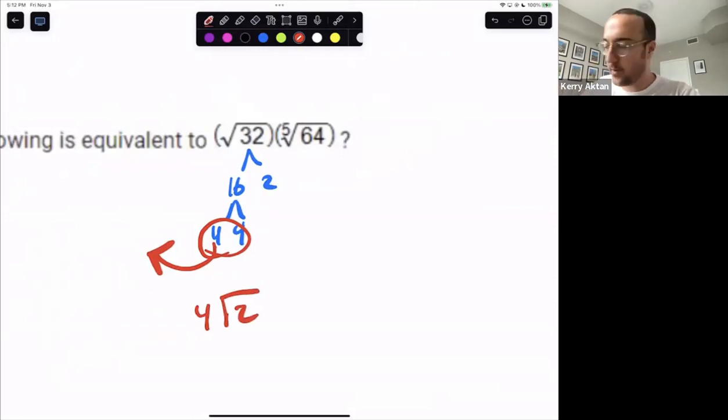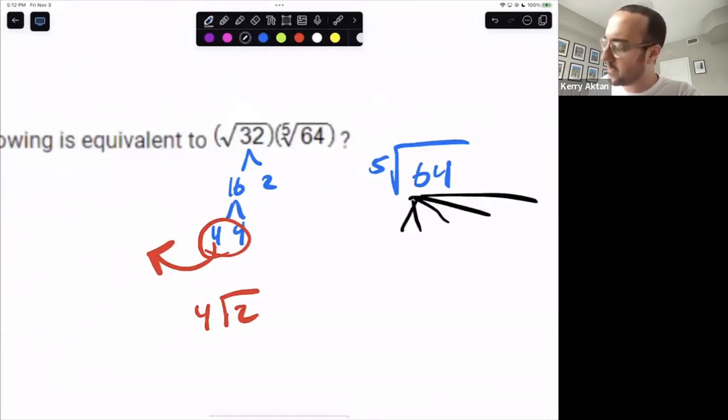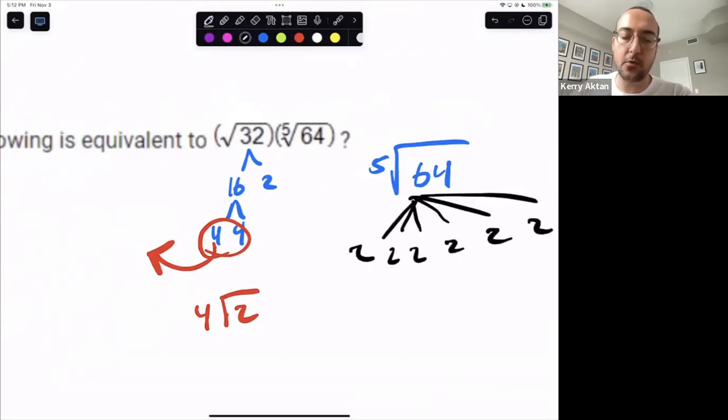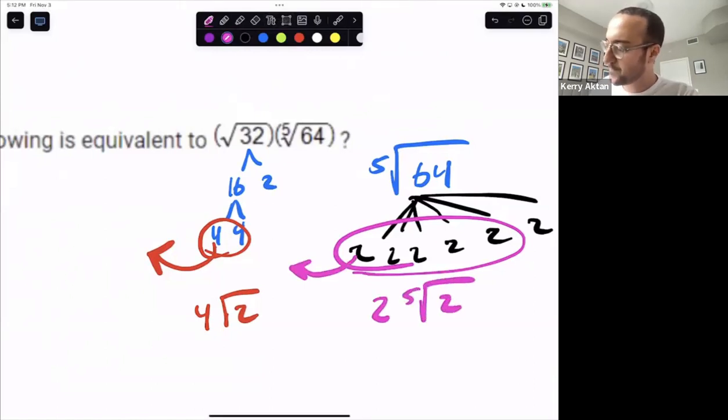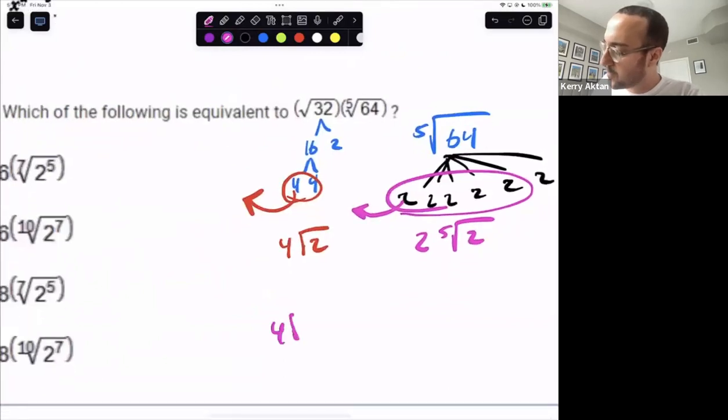Done. Now, what about the other one? Well, the other one is 5th root of 64, so chop it up. That's really, I think, 2 to the 6. 2, 2, 2, 2, 2, 2. Of course, you can chop that up any way you want, but we're going to get the same answer. At that point, if a square root looks for sets of twins, a fifth root looks for sets of quintuplets. So this set of 5 would leave, so it's going to be 2 fifth root of just 2. And now I have 4 root 2 times 2 fifth root of 2.